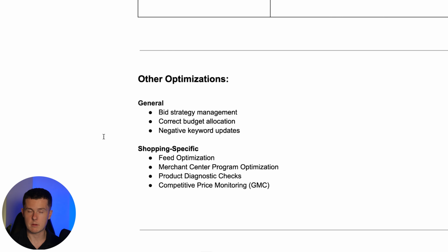Merchant Center program optimization then is things like your top quality store badge. Are you making sure that you are including promotions when relevant? Product diagnostic checks, that's also inside Google Merchant Center. You can't advertise products that aren't approved in Google Merchant Center, so you've got to make sure of that. Competitive price monitoring, also in Google Merchant Center, just tells you where you are, what your benchmark pricing of all of your products is relative to other people in the market, making sure that you're as competitive as you need to be. Remember, Google Shopping is essentially a price comparison site.